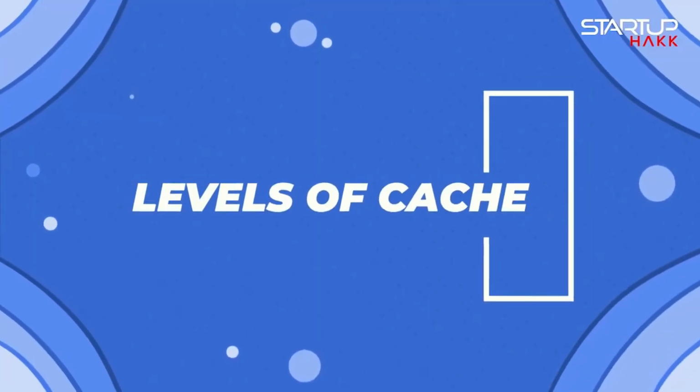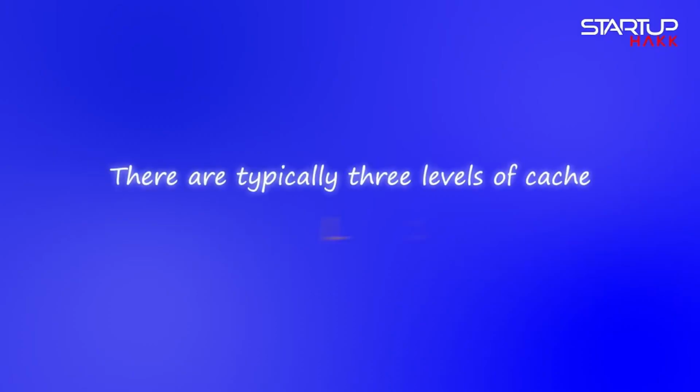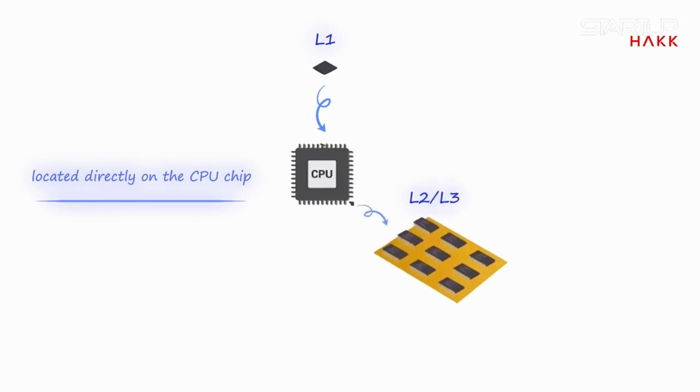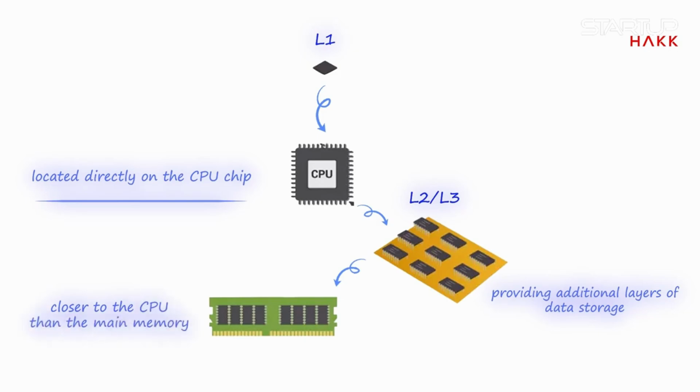Now, there's different levels of cache. There are typically 3 levels of cache: L1, L2, and L3. L1 cache is the smallest and fastest, located directly on the CPU chip. L2 and L3 caches are larger but slower, providing additional layers of data storage closer to the CPU than the main memory. So each level serves to store increasingly larger amounts of data, ensuring that the most frequently accessed information is always readily available to the CPU.